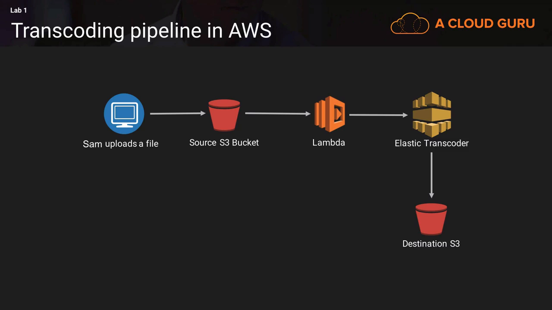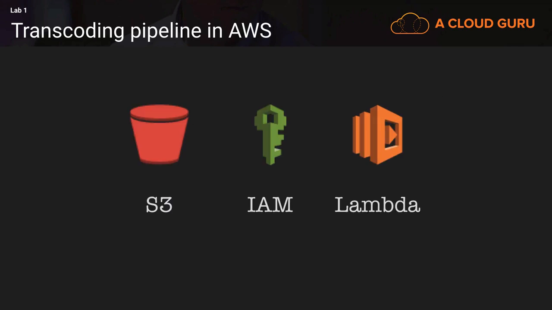So to set this up, we're going to be using 3 different AWS services a lot in this lab. We're going to be using S3 for file storage, IAM for security policies, and Lambda for function execution. We'll also be setting up Elastic Transcoder.